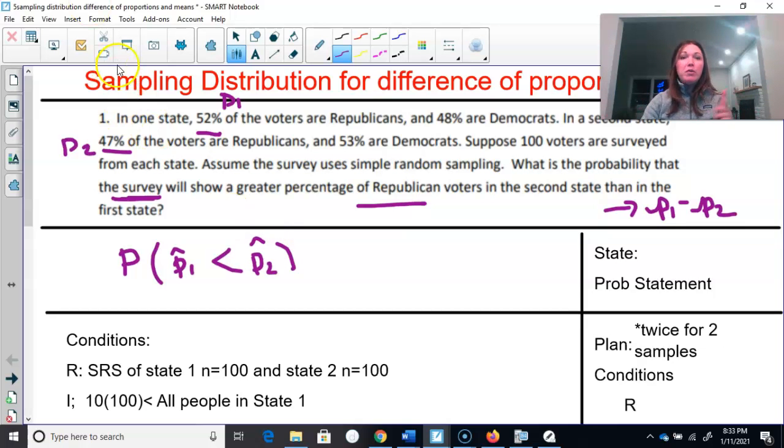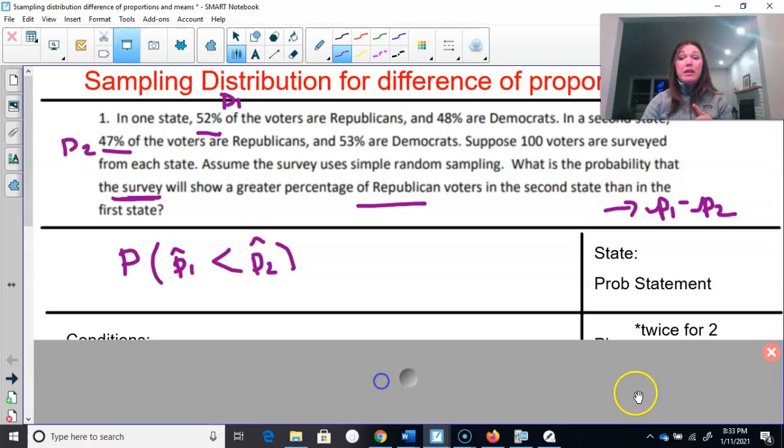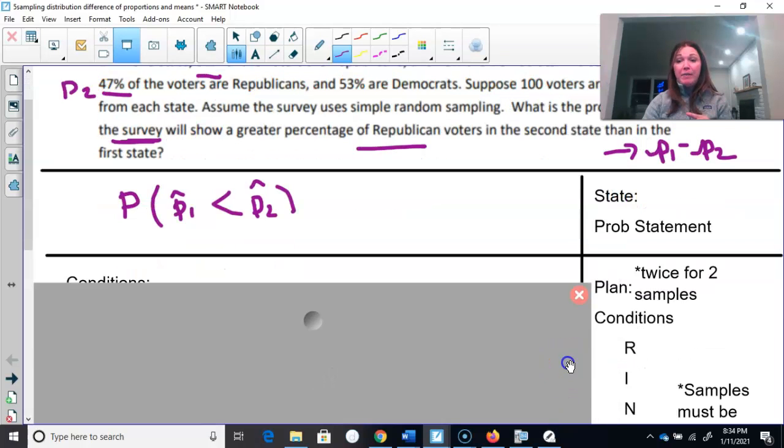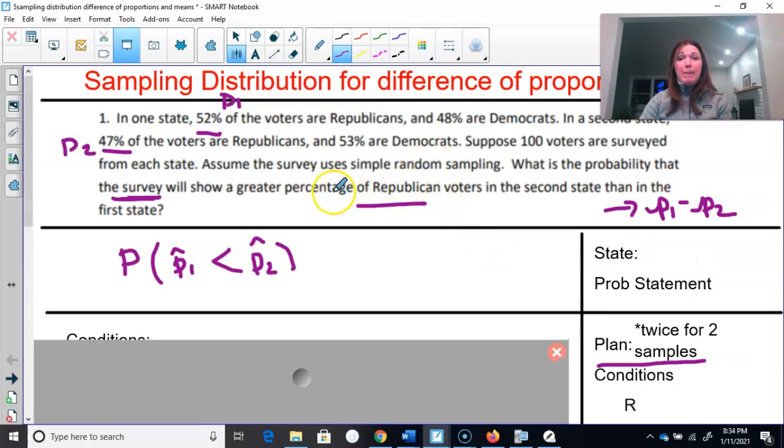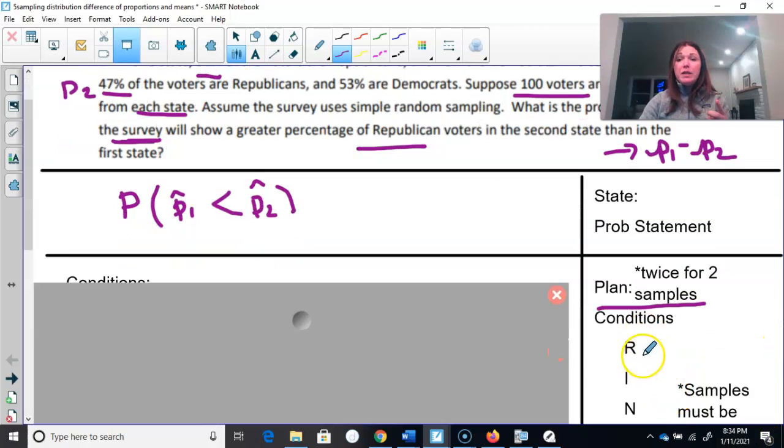Next, what we have to do is the conditions. That's the plan. And we have to do it twice because we have 2 samples. We have 100 people surveyed from the first state and 100 people surveyed from the second state, from each state. We have to do this twice. The first condition is the random.